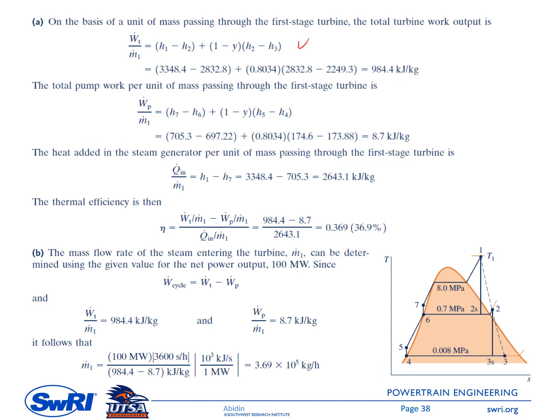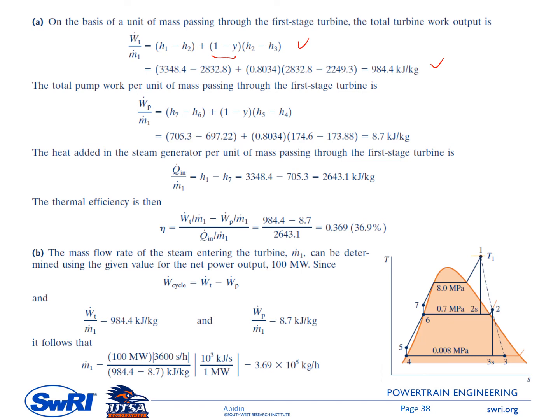So through the first stage turbine, it is m1 times h1 minus h2, and then through the second stage turbine, it is m1 times (1 minus y) times (h2 minus h3). So you have all the numbers for each parameter here, and you should be able to get the power developed by the two turbines. So 984.4 kilojoule per kilogram.